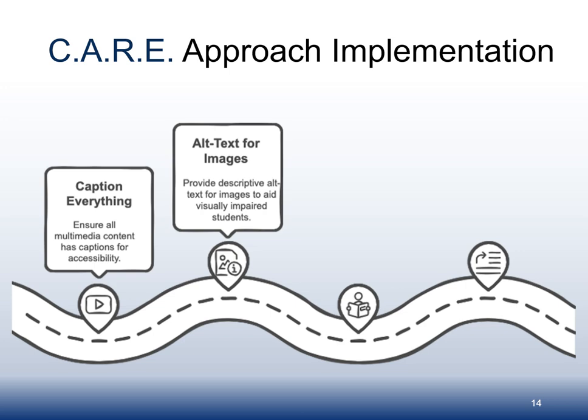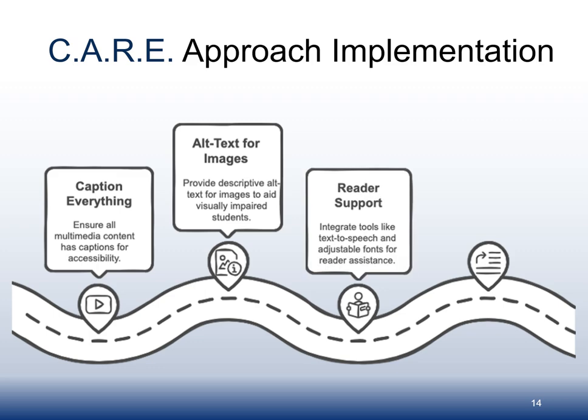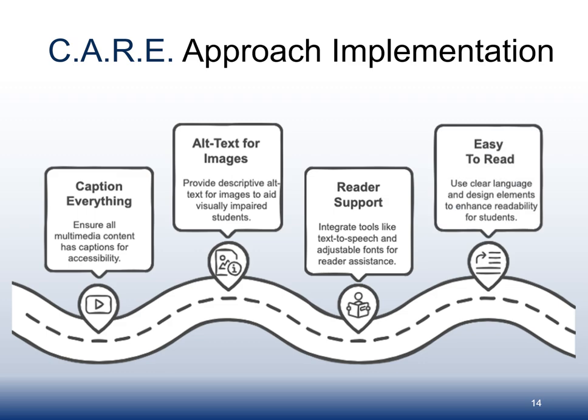Alt text for images. By providing meaningful descriptions for images, visually impaired users can understand essential visual content. Reader support. By using tools such as text-to-speech, structured headings, and readable fonts to support different reading needs. Easy to read. By using clear language, consistent layouts, and thoughtful design choices to improve comprehension for all students. Together, these practices help faculty design content that is usable, flexible, and inclusive.